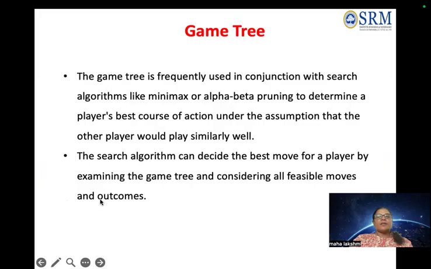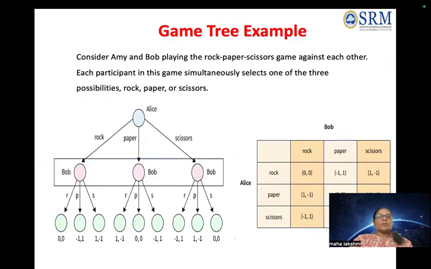The game tree is frequently used in conjunction with search algorithms like min-max or alpha-beta pruning to determine a player's best course of action under the assumption that the other players would play similarly well. The search algorithm can decide the best move for a player by examining the game tree and considering all feasible moves and outcomes. For example, consider Amy and Bob playing a rock, paper, scissors game against each other.